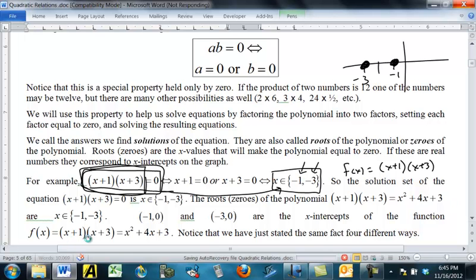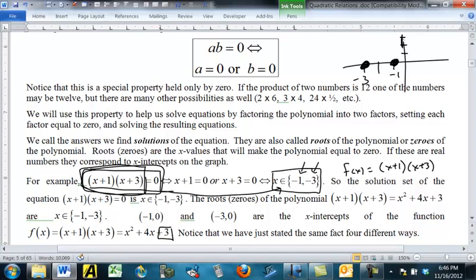By the way, by multiplying this out, we get x squared plus 1x plus 3x, that's plus 4x. 3 times 1 is 3. Notice here, this tells you that the y-intercept is (0, 3), because if you plug in 0 here, you can see these clearly go away and you're just left with 3. So, the graph's going to look something like this.